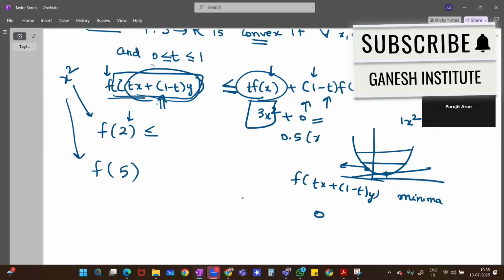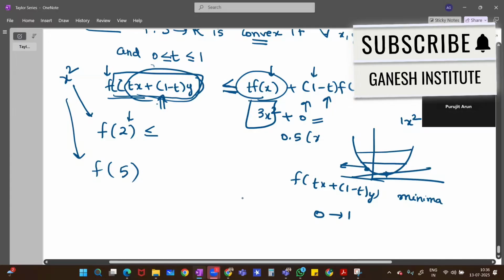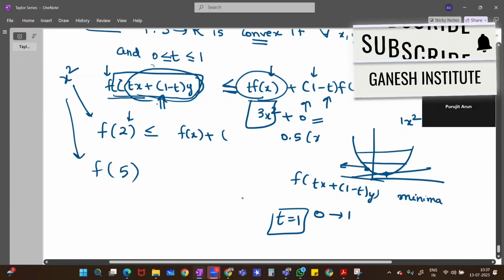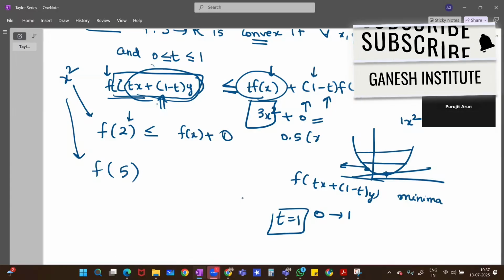How? Let's say your t is from 0 to 1. If you take t as 1, this will be f(x) plus (1 minus 1), which is 0. So this is 0, less than or equal to f(x). What is f(x)? I have considered it as x square.